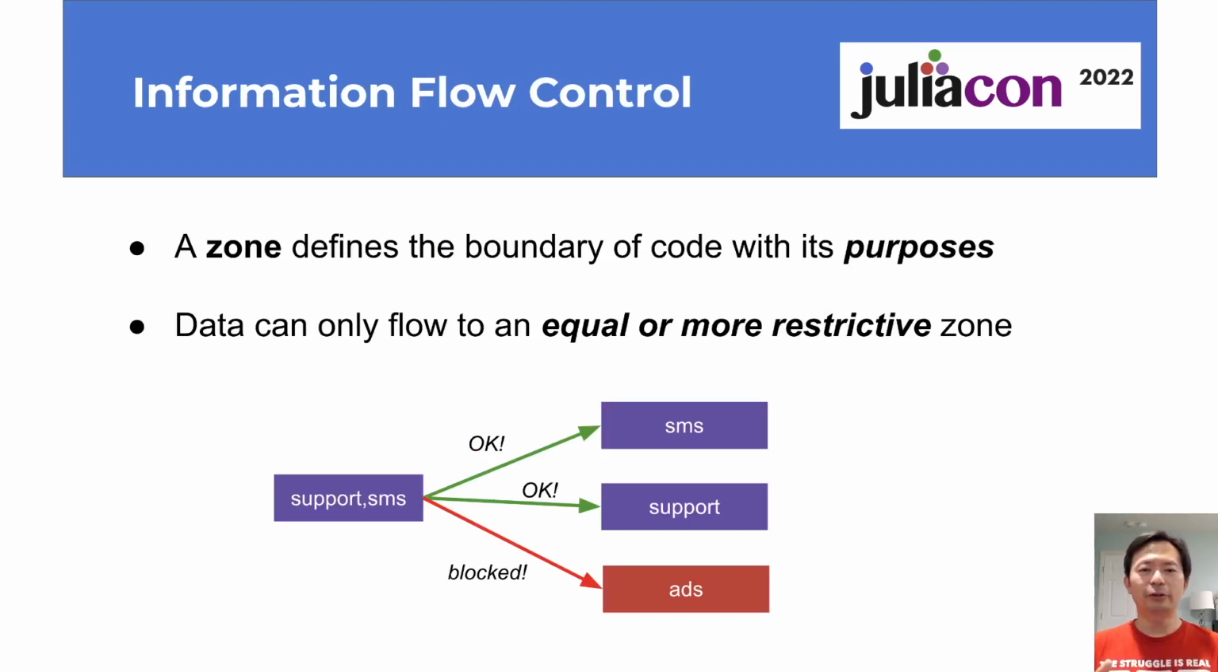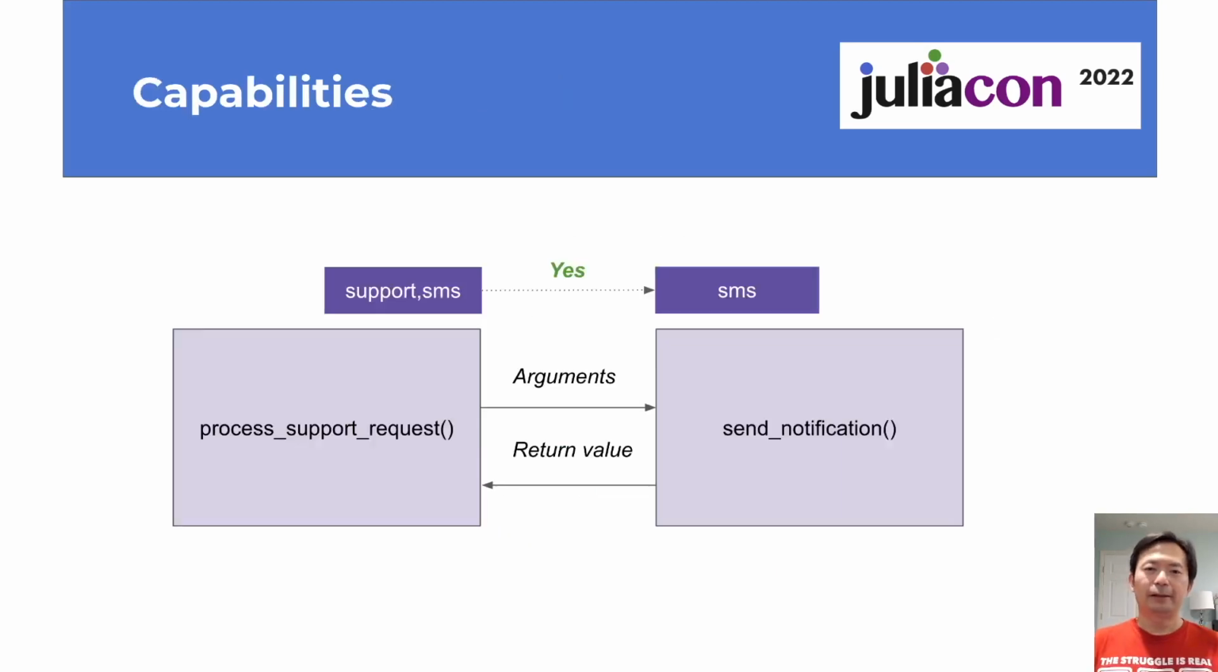This is what we call information flow control. In information flow control, you can define zones, and you can think of a zone as a boundary of your code that is tagged with its purposes. Now let's talk about capabilities at the function level. You can think of the capabilities as the same labels that I talked about earlier, but let me describe how it's different here.